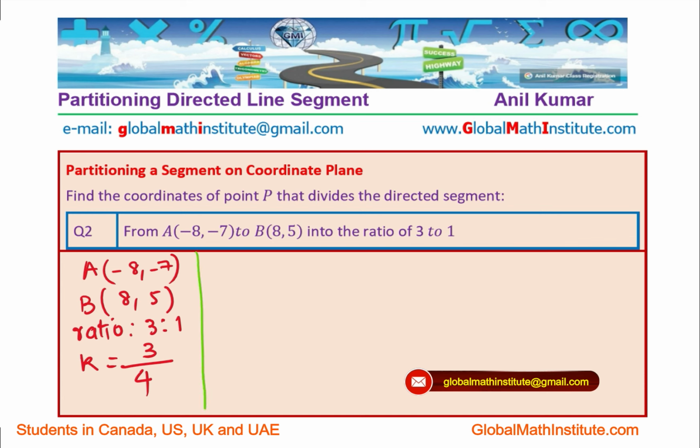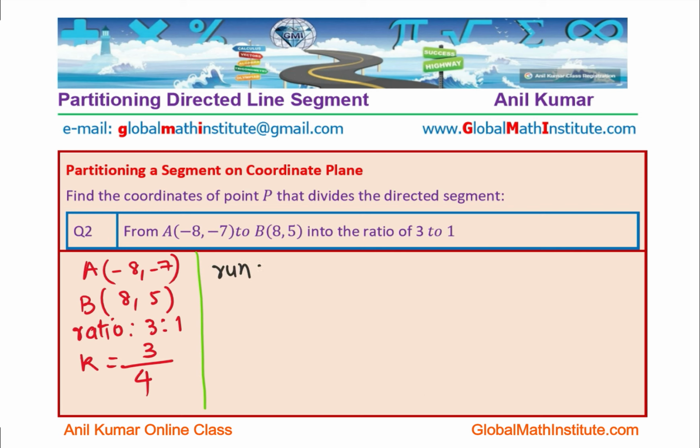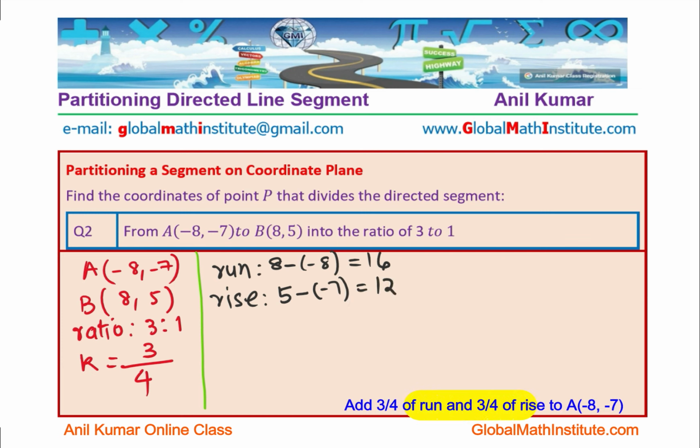Let us find run and rise. So what is the run? Run is change in x value, right? So change in x value is 8 minus (-8), which is 16, correct? And what is rise? Rise is change in y value. Take the higher value first: 5 minus (-7), which is 12. Always this number should be positive. Even if you get negative, make it positive, right?